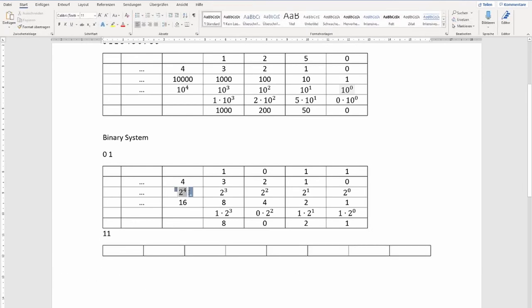So, remembering, what is the maximum number of an 8-bit binary number? It's of course 2 raised by the power of 8. And that's 256. 1, 2, 4, 8, 16, 32, 64, 128.